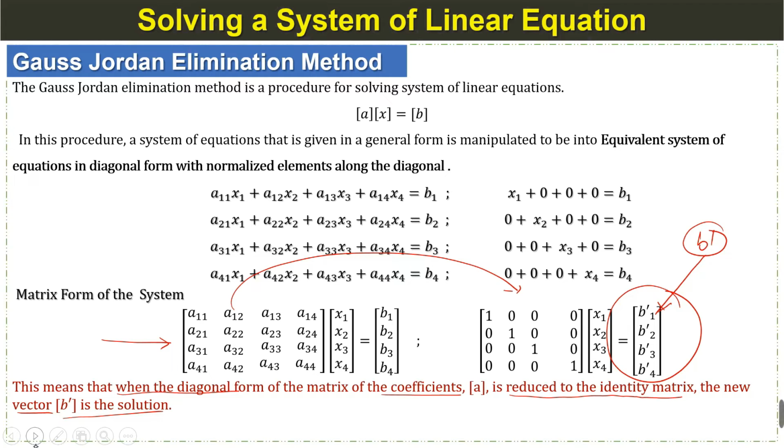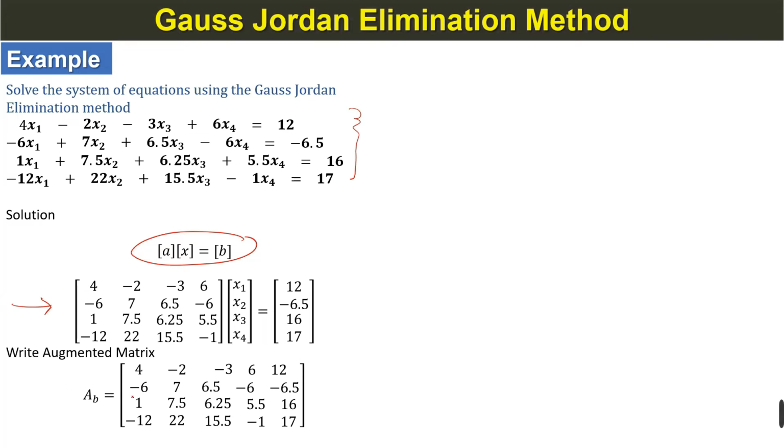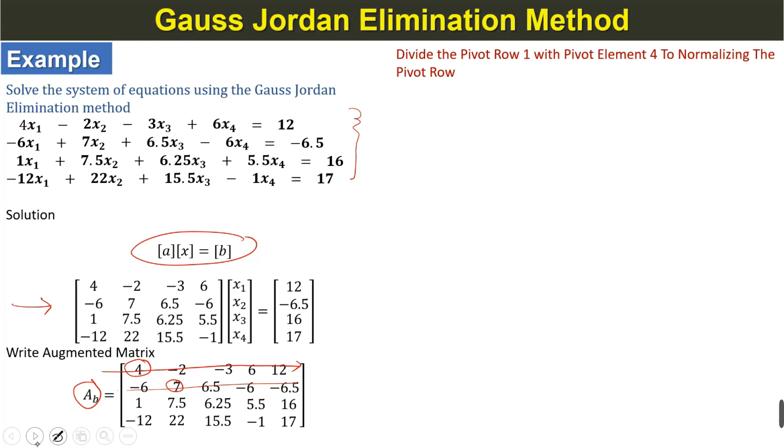Okay, so let's solve an example related to the Gauss Jordan elimination method. We have a system of four linear equations, and we write this in matrix form, and then we write the augmented matrix AB. Here we have the pivot row, this one, and this is the pivot coefficient. This is the next pivot row, and this is the pivot coefficient, and so on.